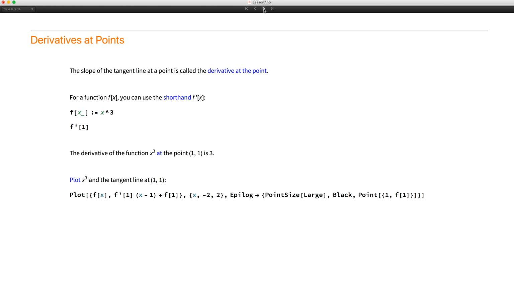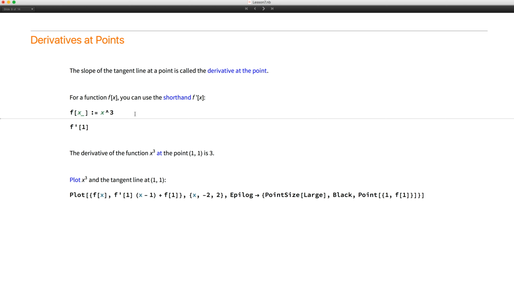Okay, now the question is, what is the slope of the tangent line at a point? Well, it is the derivative at that point. So when people say derivative at a point, what they really mean is the slope of the tangent line, and vice versa. Now we have a shorthand for it. We use the notation f prime of x over there.